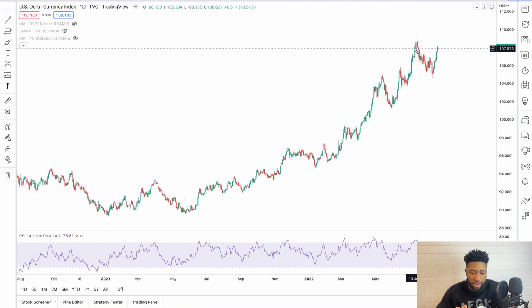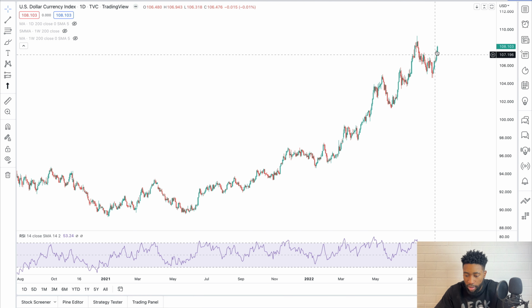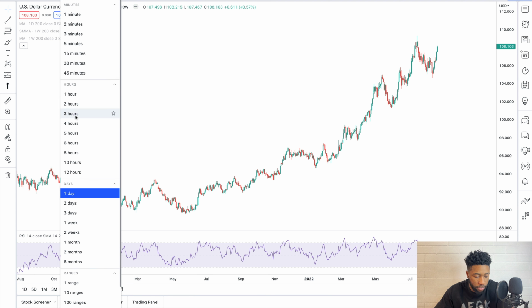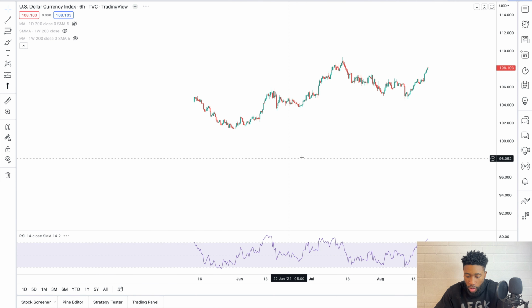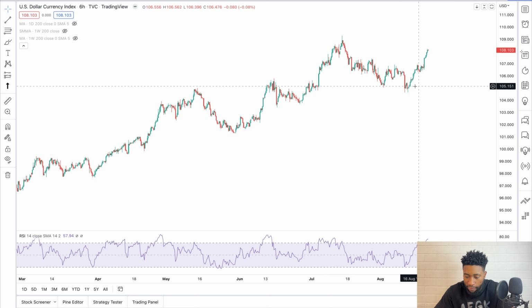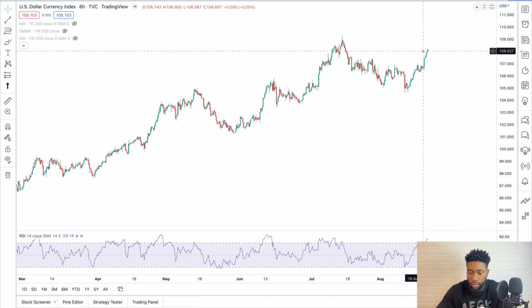So that's basically it for the DXY and this move here. I'm just going to go down to, let's say, the 6 hours time frame, so we can see this clearly. This bullish move here from last week on the DXY is actually one of the reasons why we saw some massive bearish movements across major currencies having the US dollar as the quote currency.